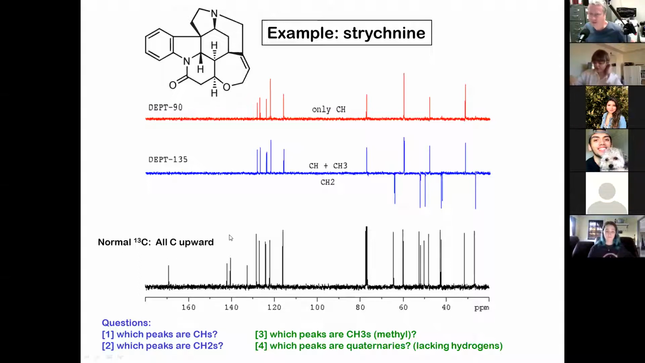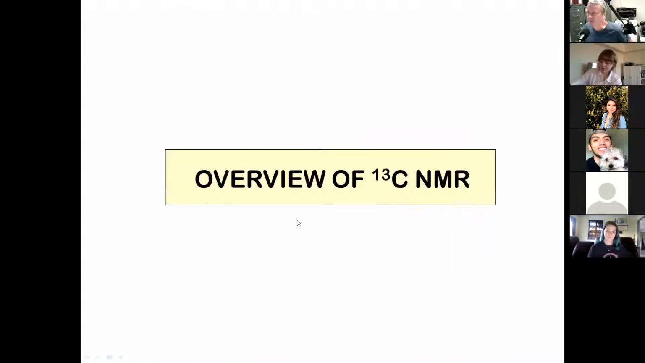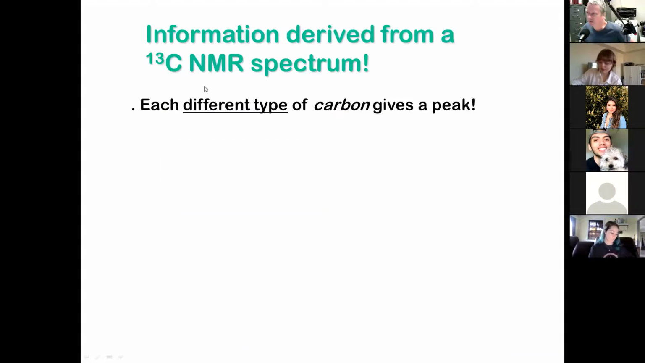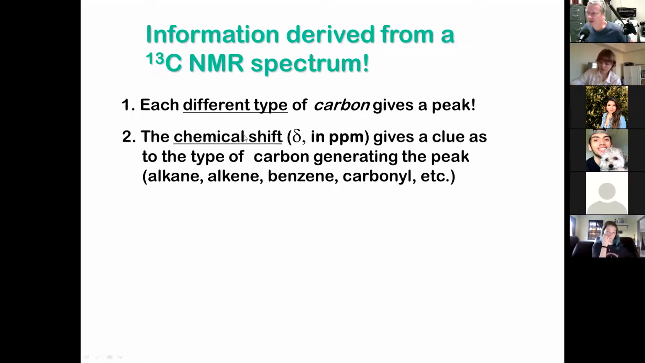All right, DEPT. Distortionless enhancement of polarization transfer. What did carbon NMR tell us? Overview. Each different type of carbon has a peak. The chemical shift gives a clue as to the type of carbon. This is an alkane, alkene, benzene, carbonyl.